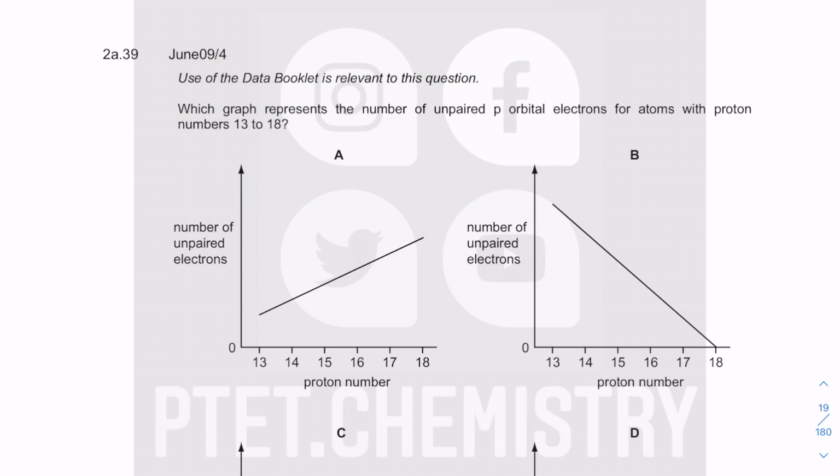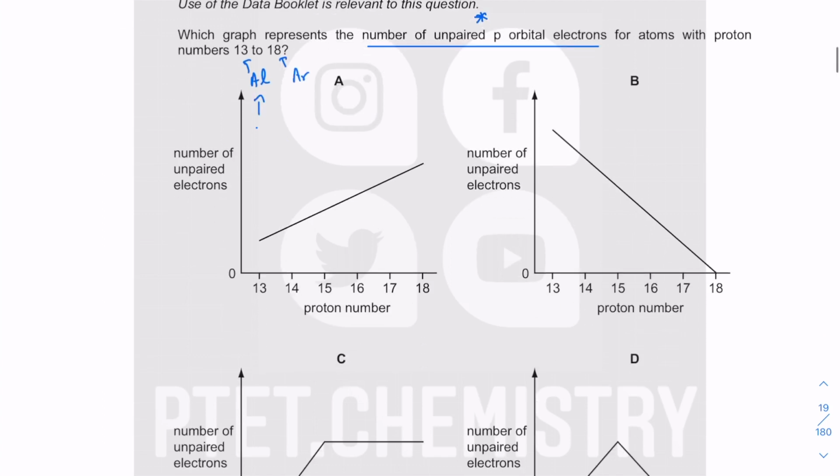So in the next question, we are looking for the number of unpaired p orbital electrons. Very important. Unpaired p orbital electrons for atoms with proton number 13 to 18. 18 is argon. 11 is sodium. So this is aluminium. You should know your first 20 elements actually. Aluminium is in group 13. Argon is in group 18. So this is 3 valence electrons.